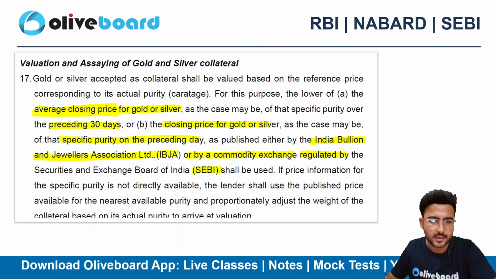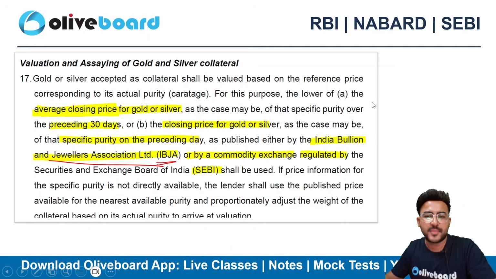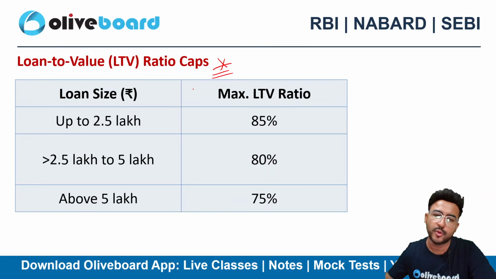So what is IBJA, the Indian Bullion and Jewellers Association Limited? You can refer to its price for the computation of that 30-day average or previous day closing, right?